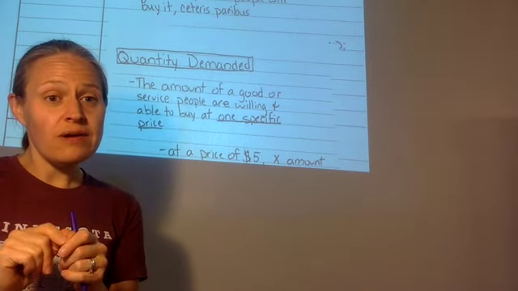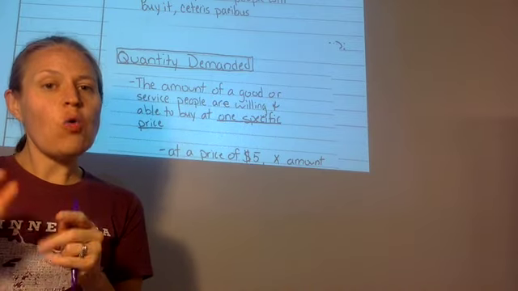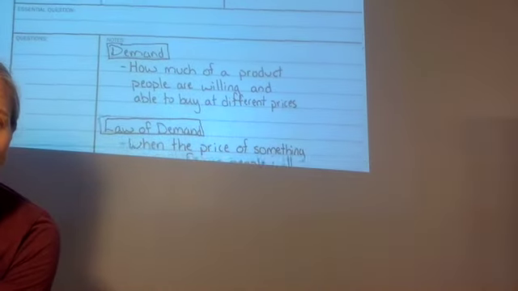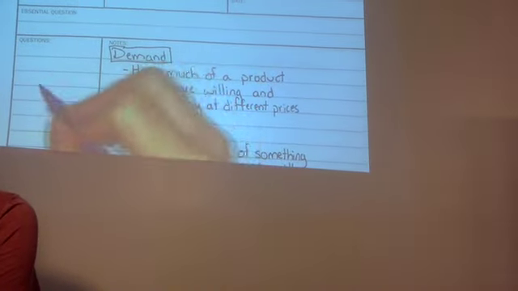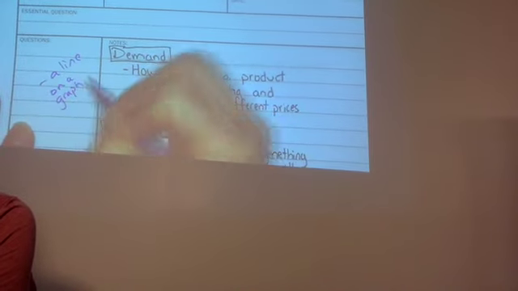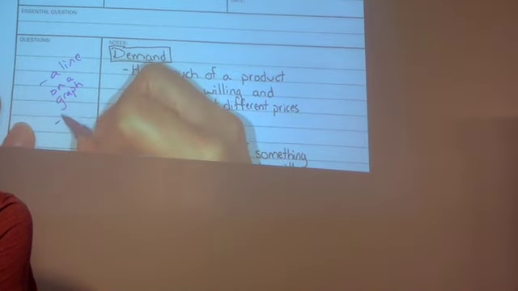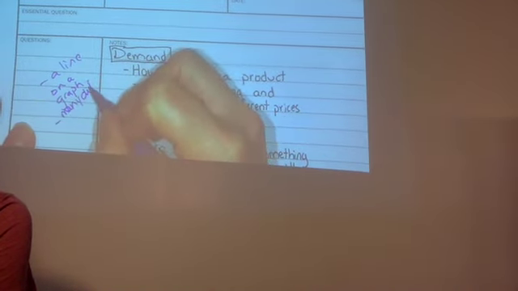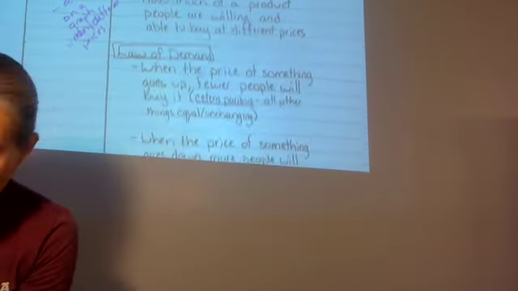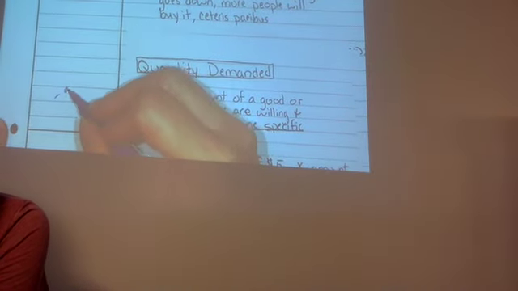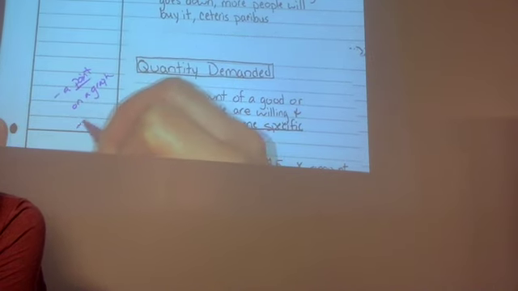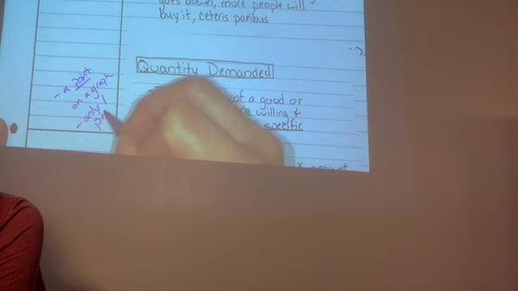And when we graph this out, demand is going to be a line. Quantity demanded is going to be a point. So maybe we want to add that into our notes. So demand, a line on a graph, and many different prices. And then quantity demanded is a point on a graph. And that is only one price.